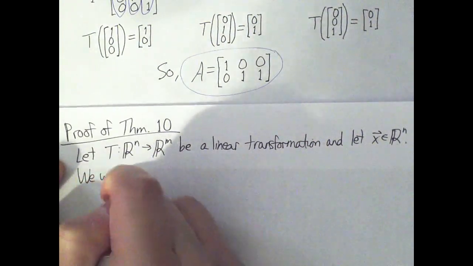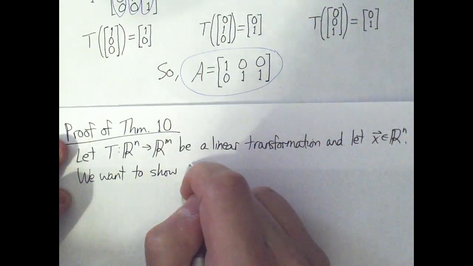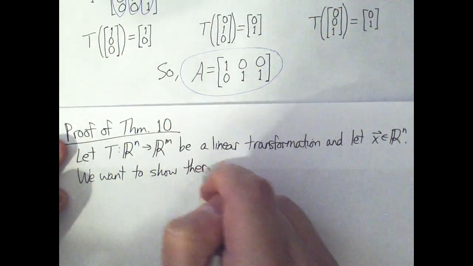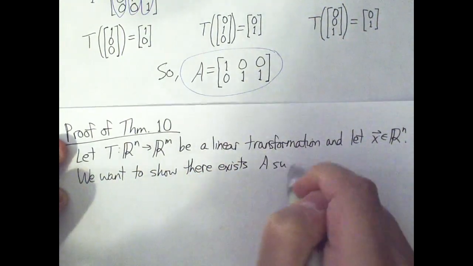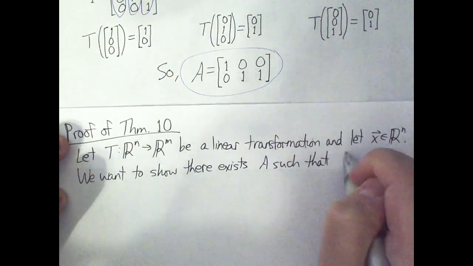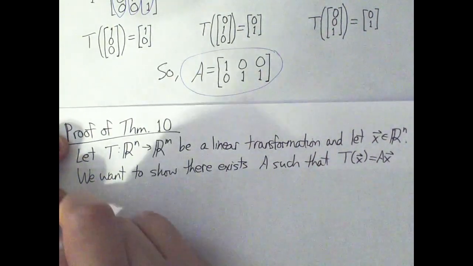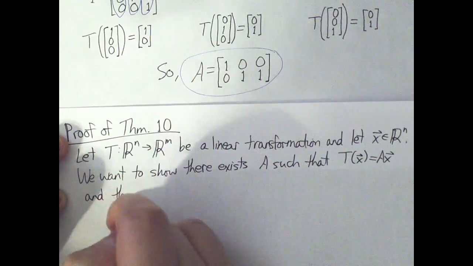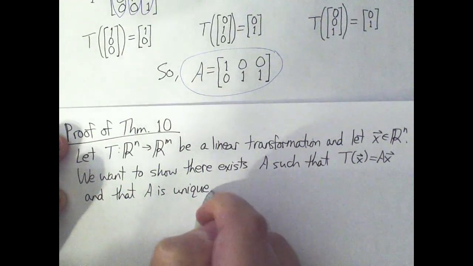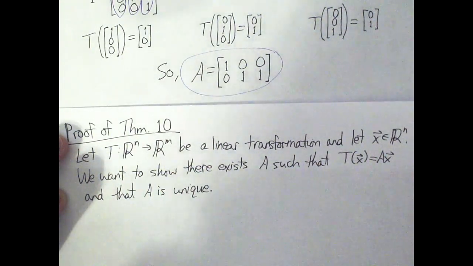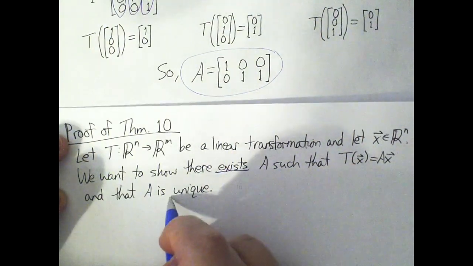We want to show there exists A such that T of X equals AX, and that A is unique. That's two things, right? I'm going to underline exists and unique.